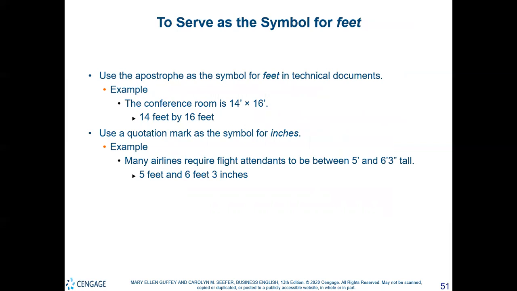To serve as a symbol for feet, use an apostrophe in technical documents. Example: The conference room is 14' by 16', or 14 feet by 16 feet. Use quotation marks as a symbol for inches. Example: Many airlines require flight attendants to be 5'6" to 6'3" tall. That's 5 feet 6 inches to 6 feet 3 inches.